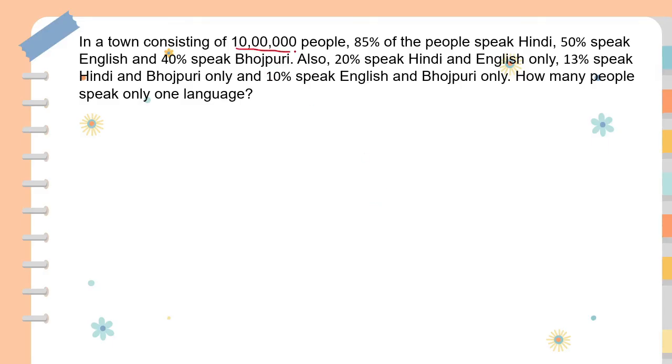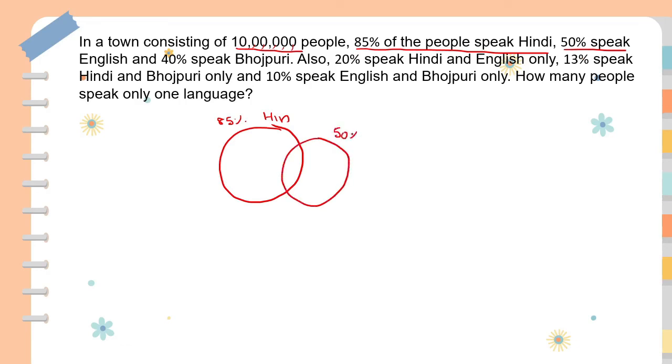In a town consisting of 1 million people, 1, 2, 3, 4, 5 and 6. Okay, so 85% of the people speak Hindi. So this is Hindi, and 85% of people speak this language. 50% speak English, so this is 50%, and this is English. 40% speak Bhojpuri, so this is Bhojpuri, and this is equal to 40%. Also 20% speak Hindi and English only, so this area.